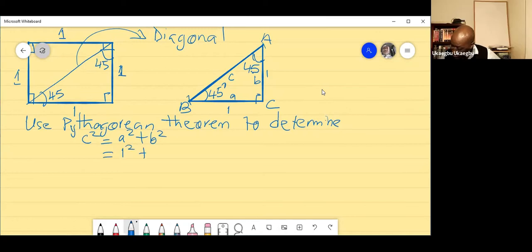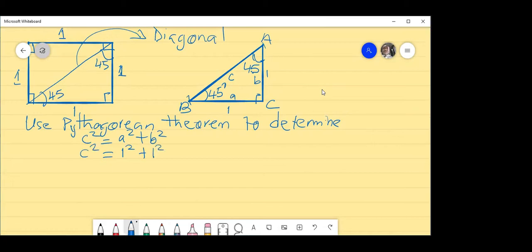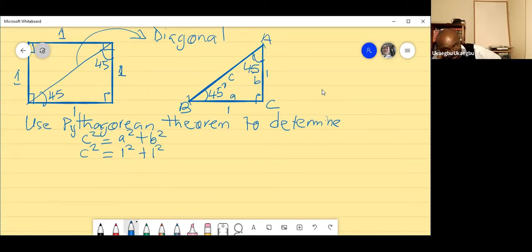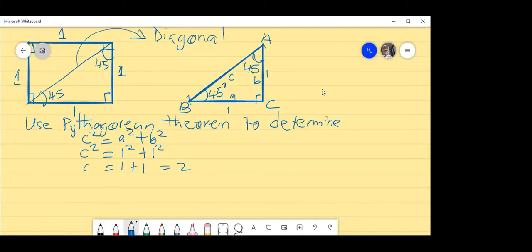1 squared plus, and how about B? 1. So make the substitution and move on. Keep working. And then what does it give you eventually? 1 squared is 1 times 1. What is that? 1. Yes. So you have 1 plus 1, which is 2. So this is C squared.